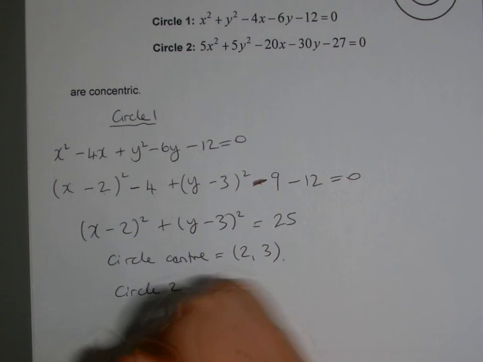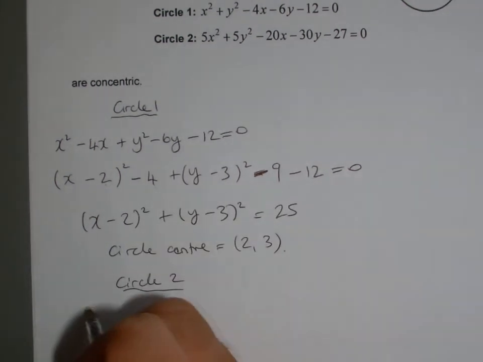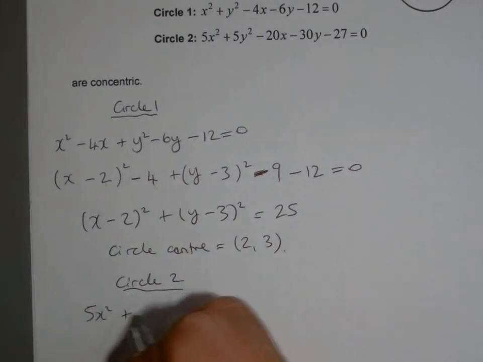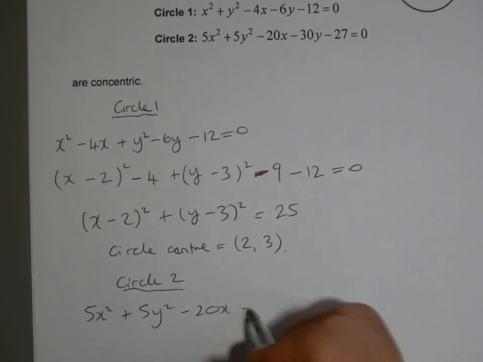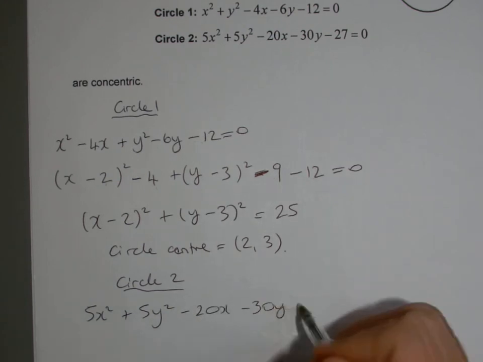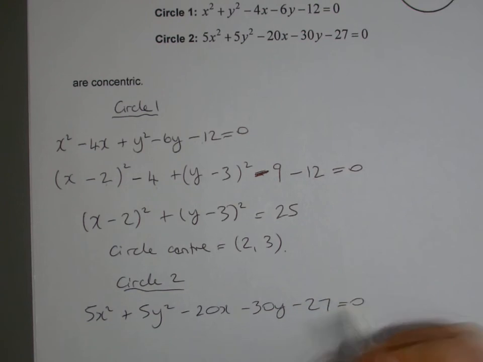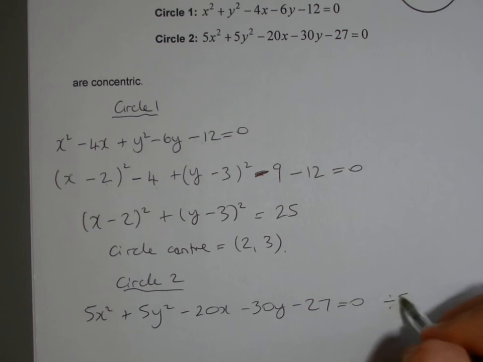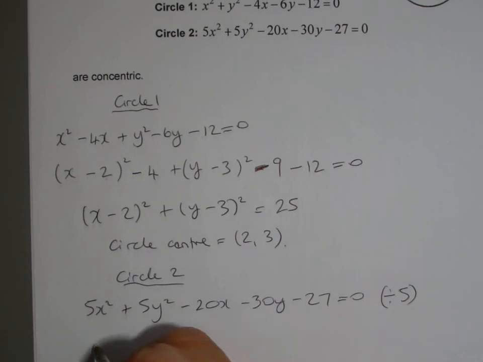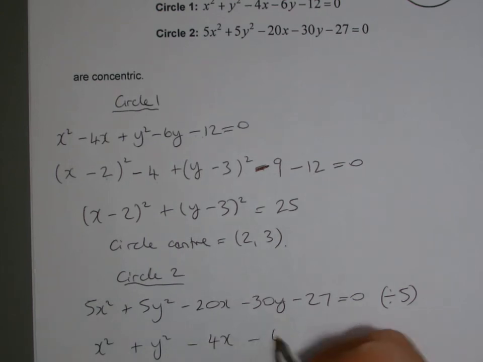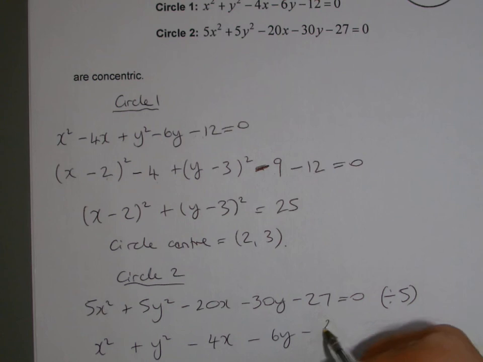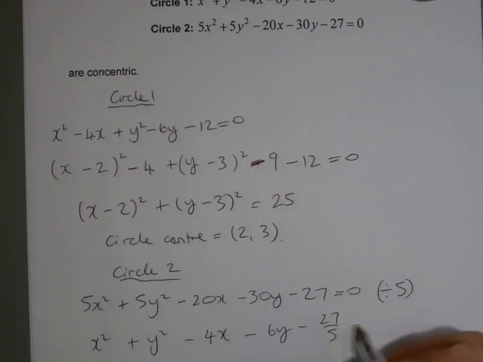So let's look at circle 2. Now with circle 2 we've got a bit of a problem to begin with, because it's not x squared, it's 5x squared, and 5y squared. So we need to get rid of that 5. We do that simply by dividing through the equation by 5. So we get x squared plus y squared, divide that by 5, divide that by 5, divide that by 5, and divide that by 5, you get 27 over 5.